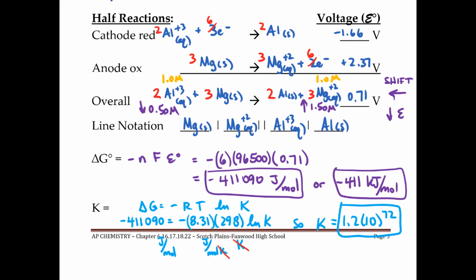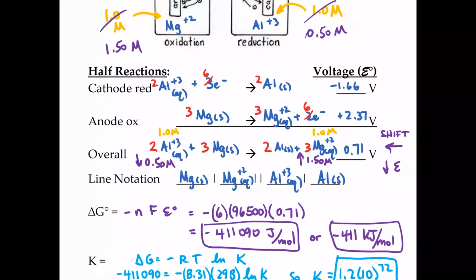Now I'm going to address the different concentrations on this page slightly before we turn the page to the next page. All the SRP voltages that you look up in that page are based on a 1 molar concentration of the ion. So 1 molar concentration of Mg plus 2, 1 molar concentration of Al plus 3. If you start to change these molarities, you will change the voltage.